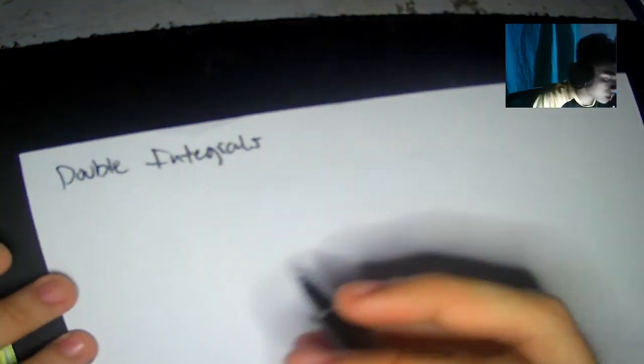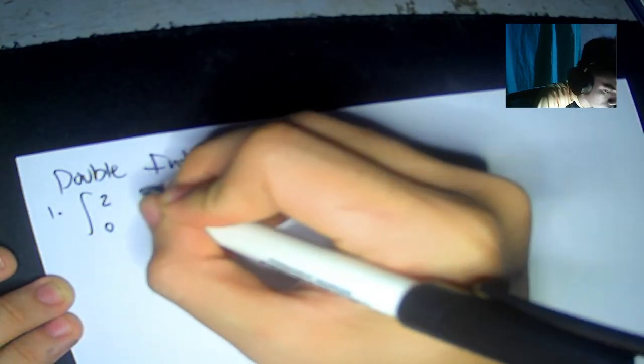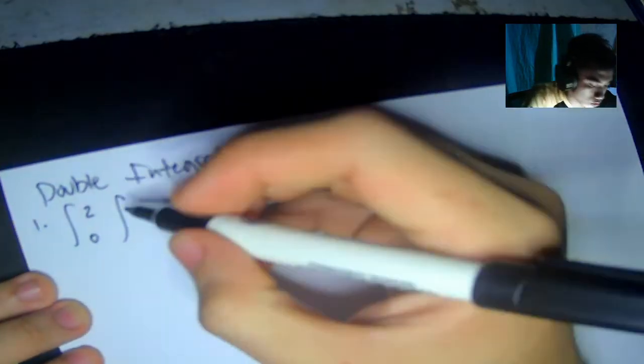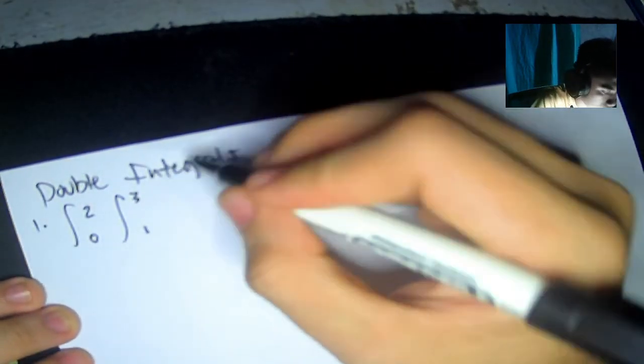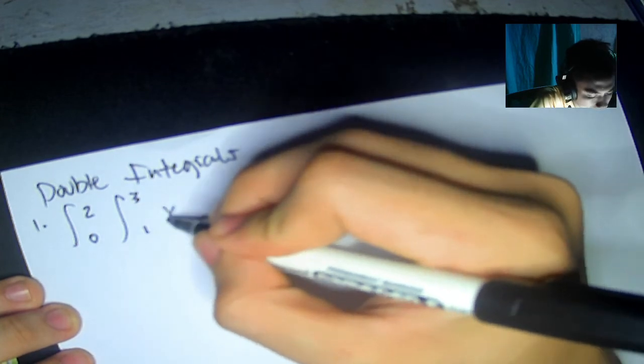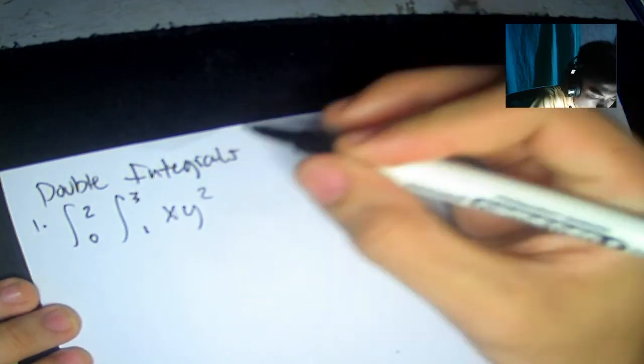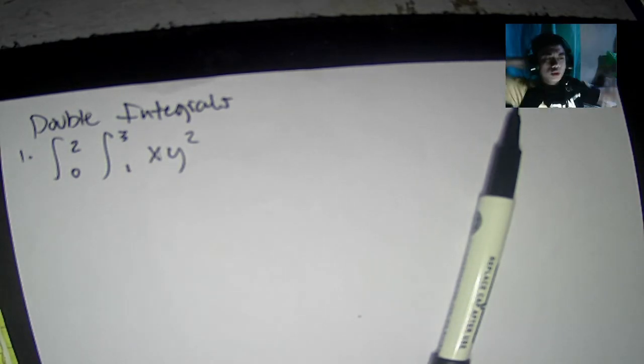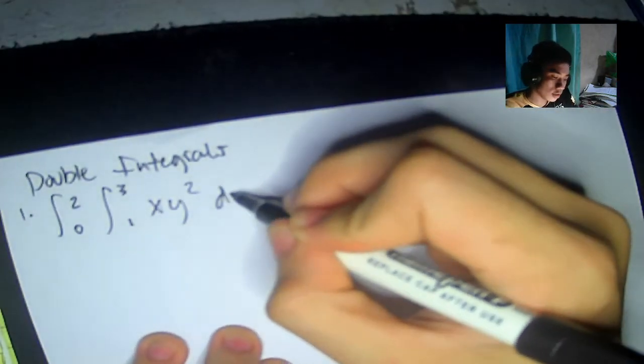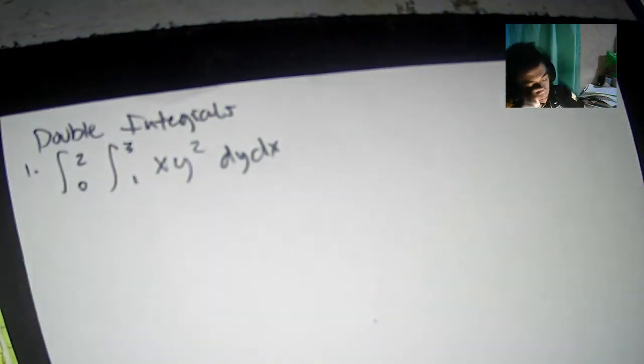So double integrals we'll have here, 2, 0. And another, because it's a double integral, 3, 1. So let's have here a simple function, xy squared. So this is our function. If you ask what we lack here, we have x and y, so respectively we will have dy and dx.